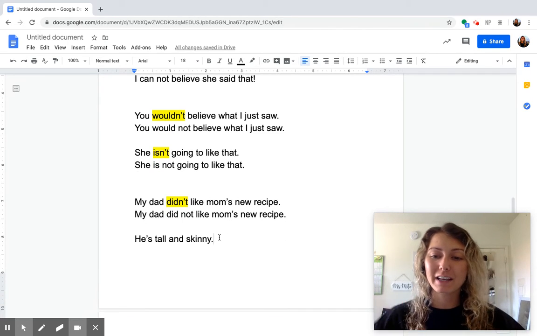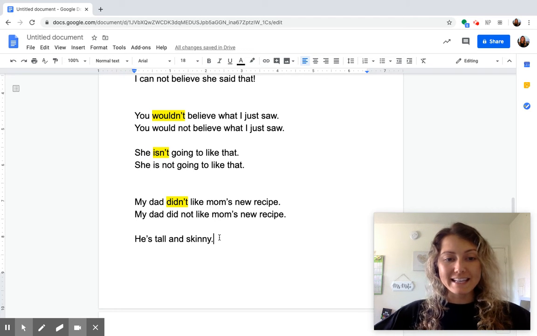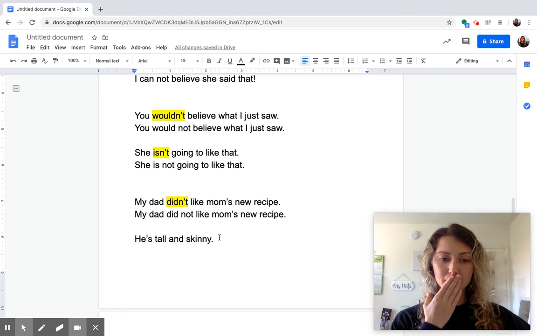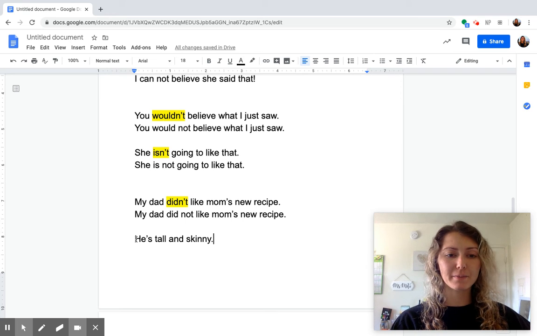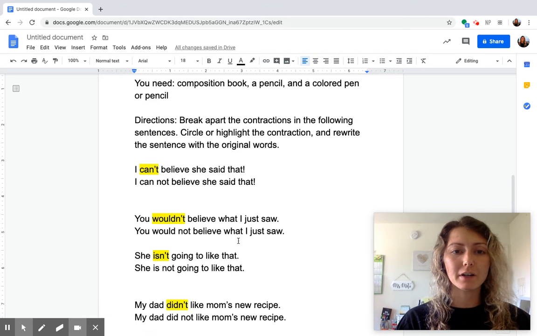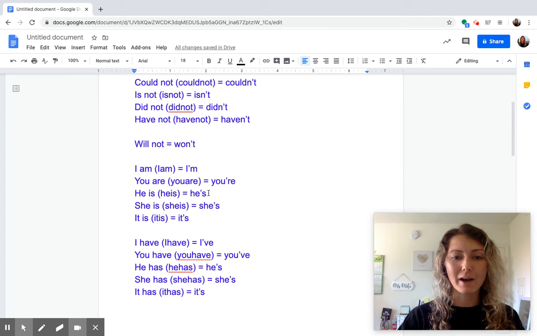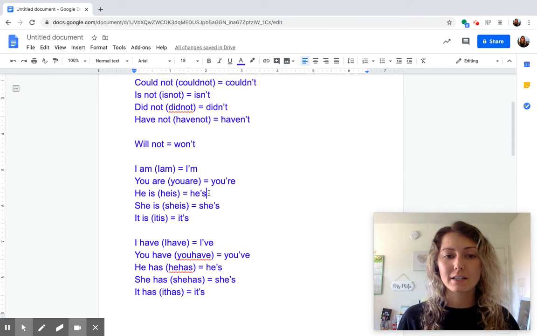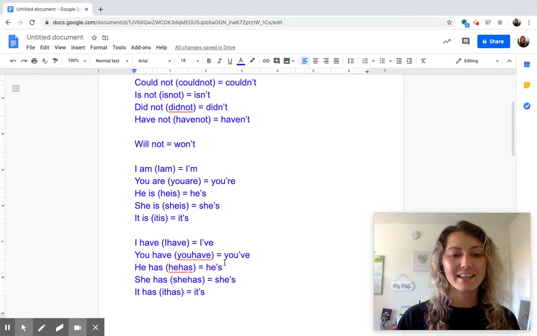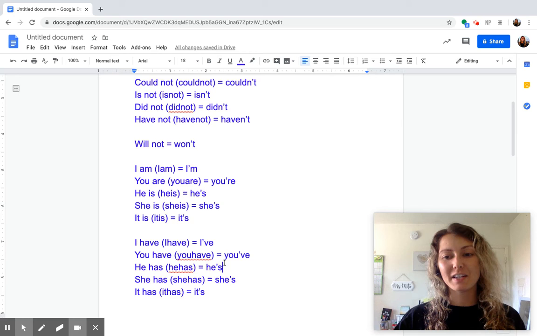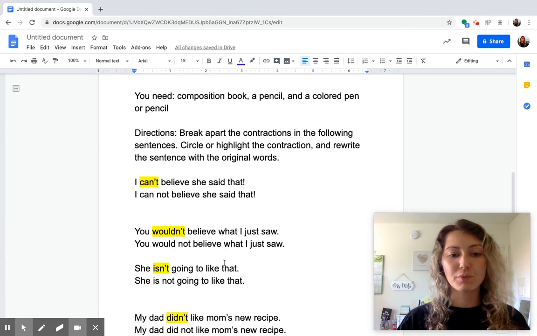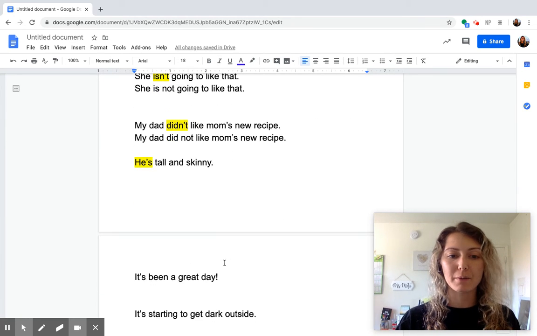next one. We're going to get a little trickier here. He's tall and skinny. Well, it says he's tall and skinny, but when we check back up at our cheat sheet up here, I see he's twice. I see he's, he is, and I see he's, he has. That means we need to use our context clues. We need to read around that word to figure out which one would make more sense.